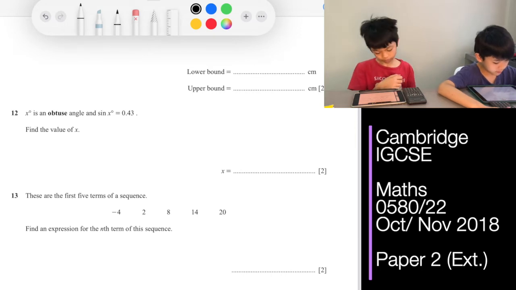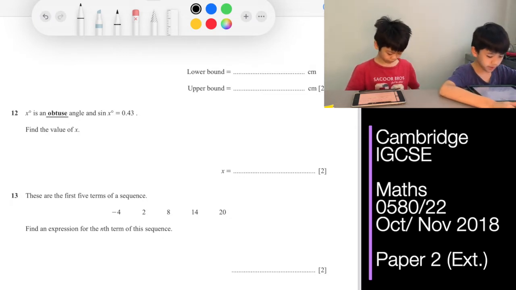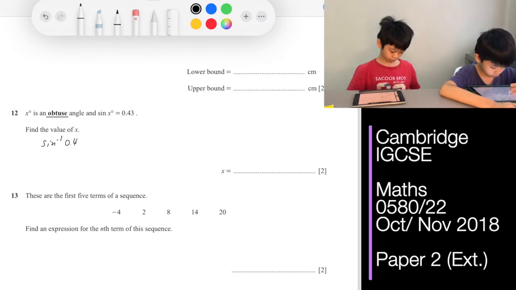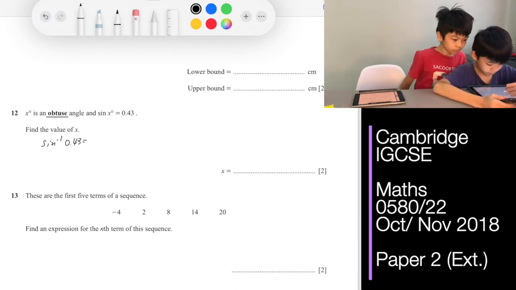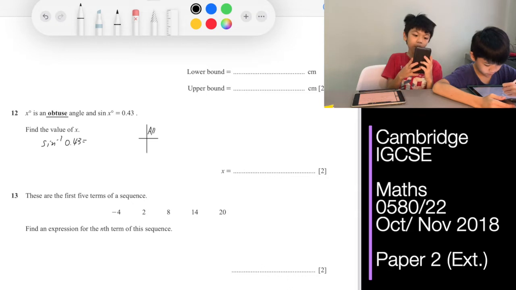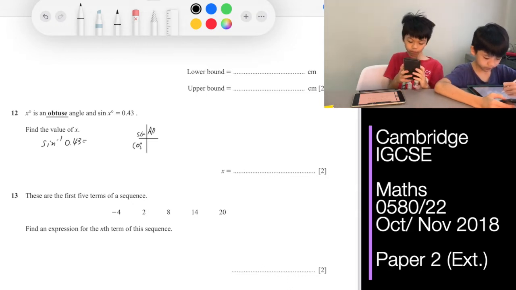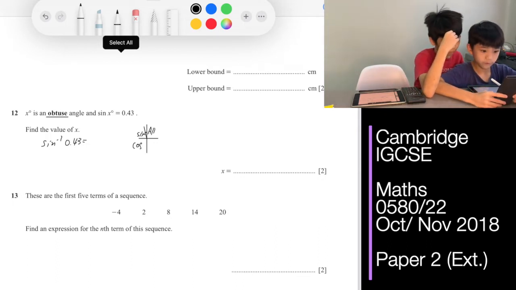Okay, for question 12, x is an obtuse angle and sine x is 0.43. So we know that it is an obtuse angle, so it can't be below 90 nor above 180. Sine x is 0.43. So arc sine 0.43 is equal to, if it was accurate, 25.46. So we'll take a look at this table. This is all of them. This is cosine, and then this is sine. So sine is like here. That's theta. So plus 90 is 115.4.